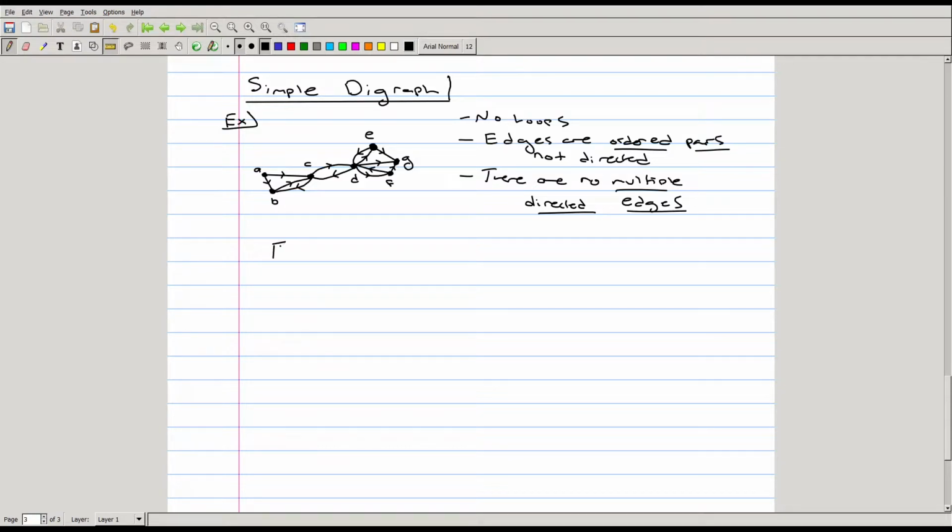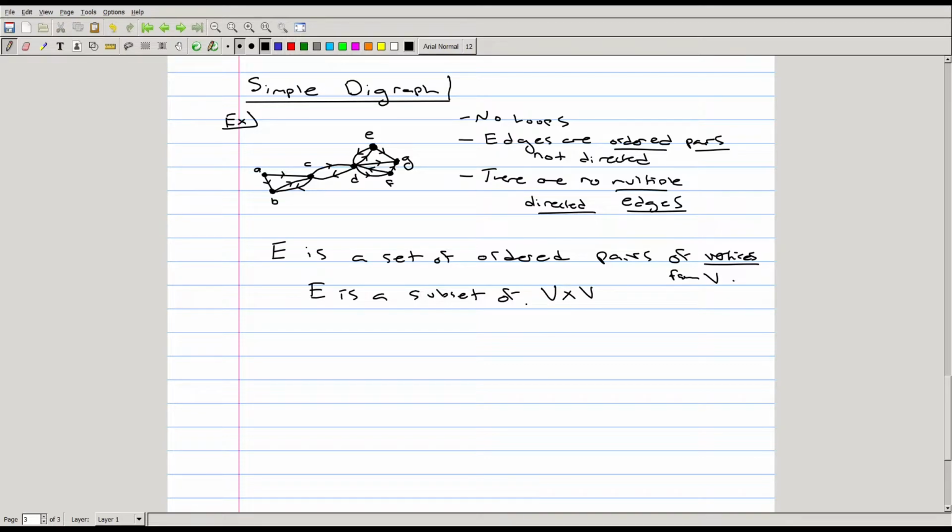The edge set E is a set of ordered pairs of vertices from V. Which means that E is a subset of the Cartesian product of the set of vertices with itself, which means that E is an example of a relation on V cross V, and we've already seen this in our diagraph representation of relations, which is very, very cool.